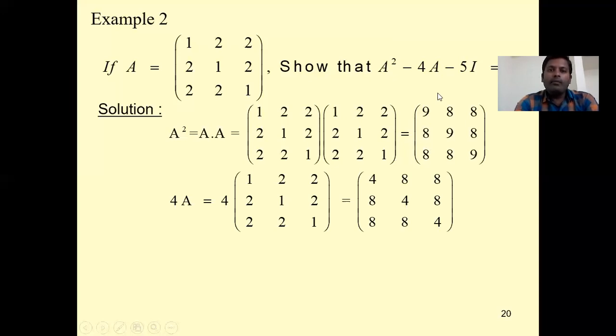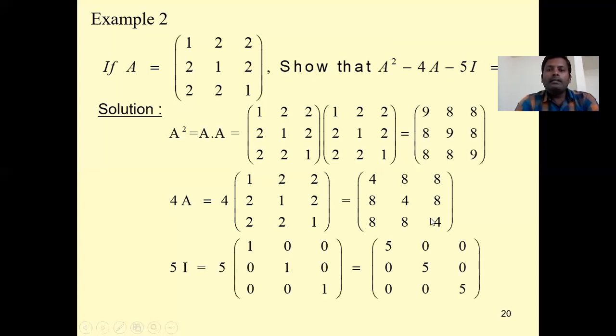Now we go to this one, 4A. Write 4 into A. Already we know that A is given as 1, 2, 2, 2, 1, 2, 2, 2, 1. Then we do the multiplication of each element: 4 into 1 is 4, 4 into 2 is 8, 4 into 2 is 8; 8, 4, 8; 8, 8, 4.